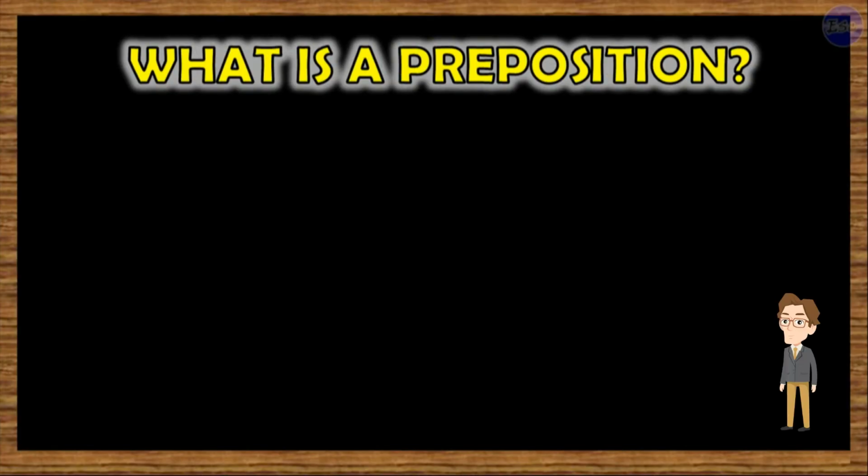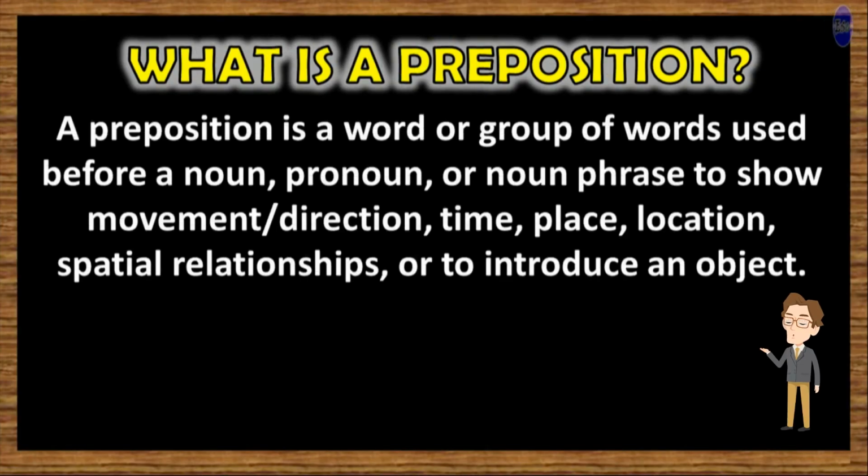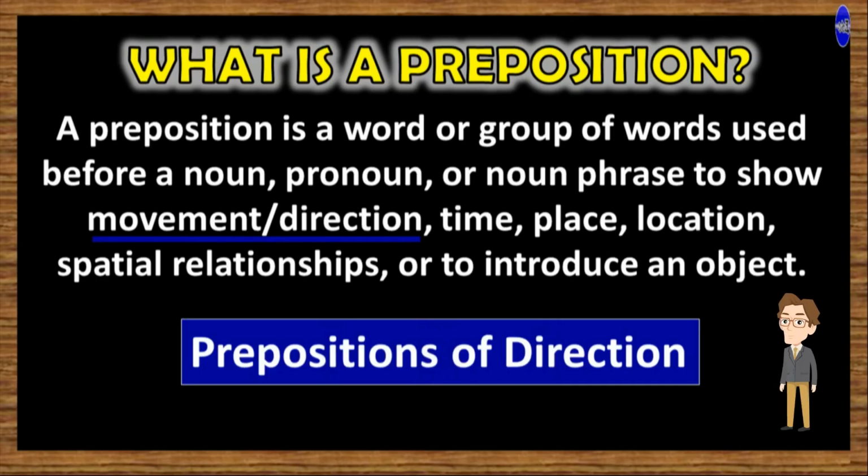What is a preposition? A preposition is a word or group of words used before a noun, pronoun, or noun phrase to show movement or direction, time, place, location, spatial relationships, or to introduce an object. Let's begin with prepositions of movement or direction.